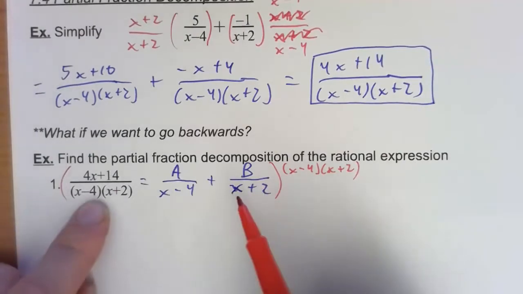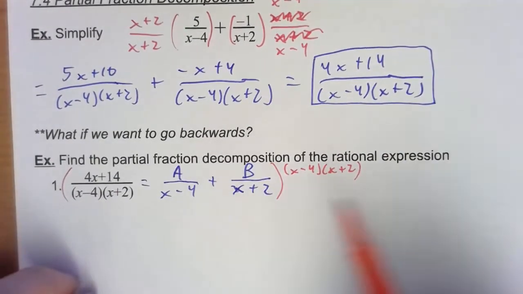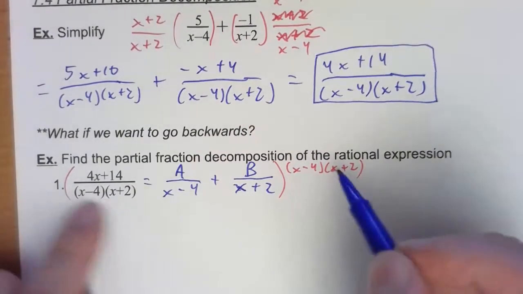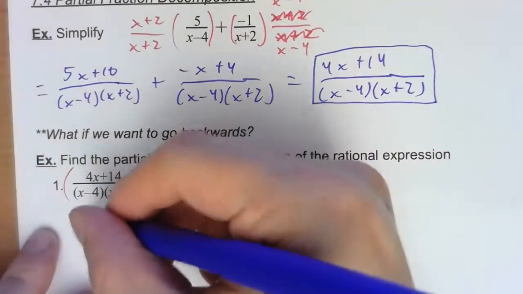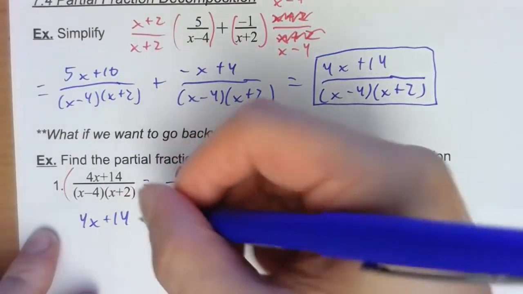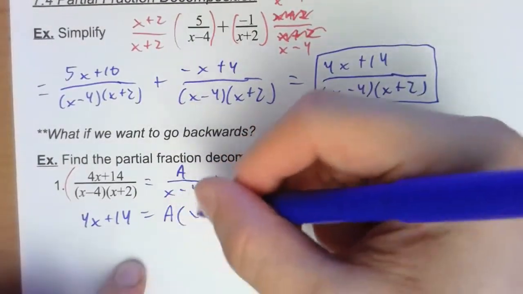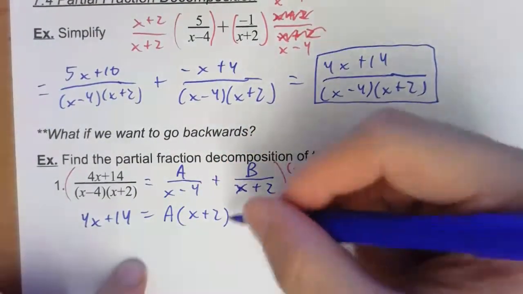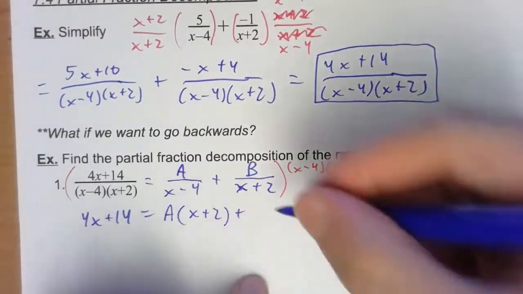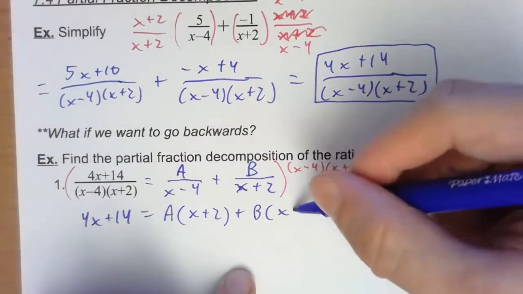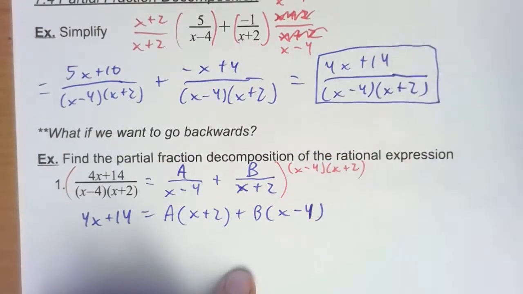Whatever we do to one side, we can do to the other. All right, and so that'll bust our fractions here. The whole denominator is going to cancel out. So we're going to have 4x plus 14. Here the x minus 4s will cancel out. We'll have a times x plus 2. Here the x plus 2s will cancel out. We'll have b times x minus 4.